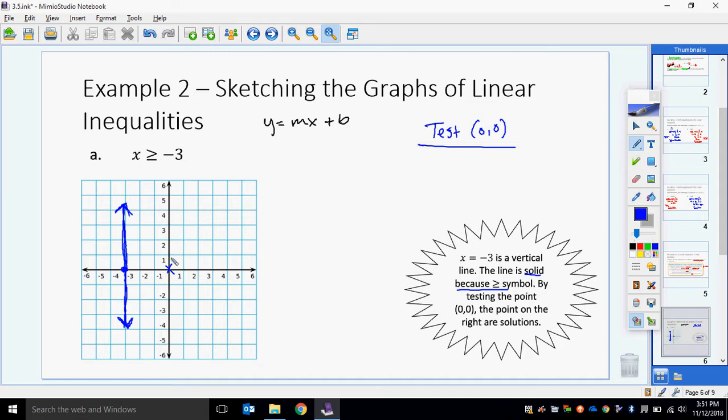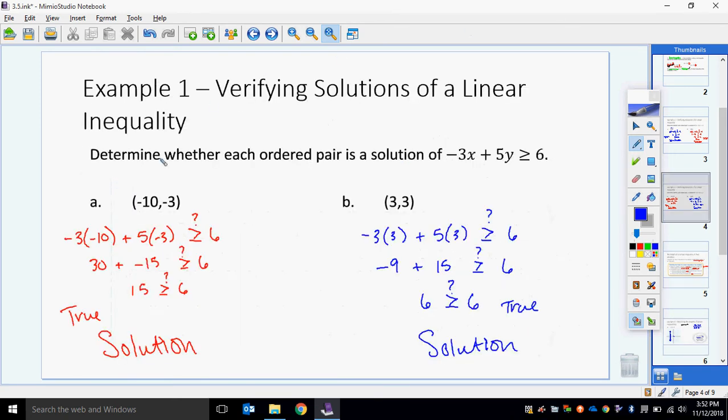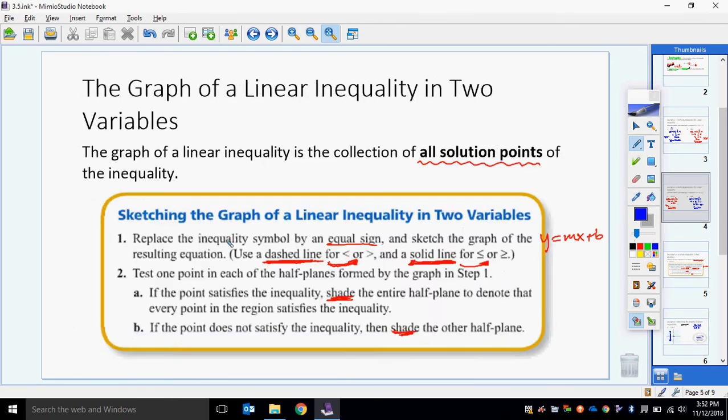I could test 1, 1 if I wanted. I could test -6, -7 if I wanted. But 0, 0 is simpler math. So what I do when I test is I'm plugging in 0 for x and 0 for y. Well, there's only an x here. And same thing, I'm checking to see, is 0, 0 a solution point, just like we did in these last examples? Is it a solution?